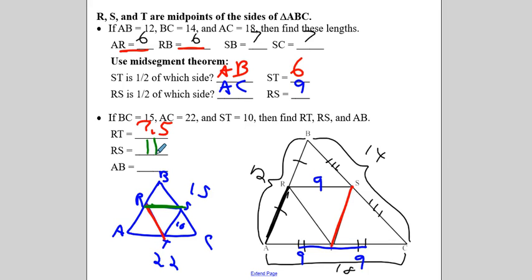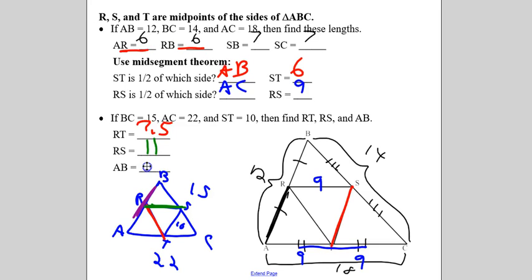Now AB, here's a tricky one. We know this is 10, right here. This is parallel to this side. So if this is 10, the smaller piece, this one is going to be 20.